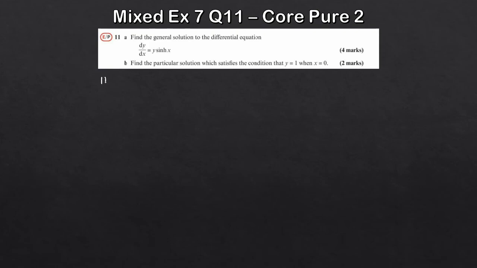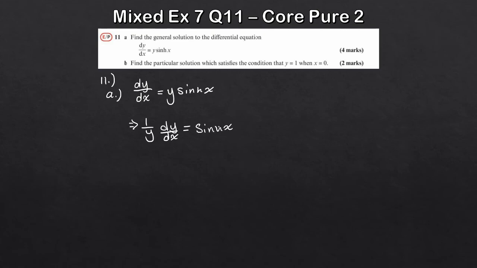So question 11, part A. We've got dy by dx is equal to y times hyperbolic sine of x. If we split the variables here, we're just going to divide through by y. So this is going to be equal to 1 over y dy by dx, which is equal to hyperbolic sine of x. And now we need to integrate both sides.